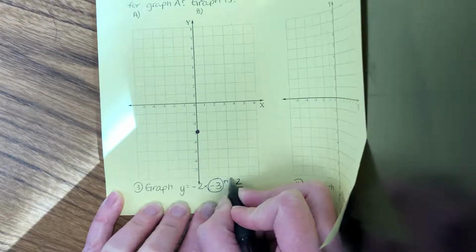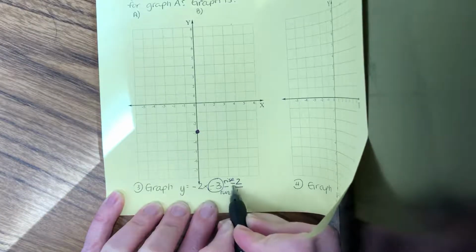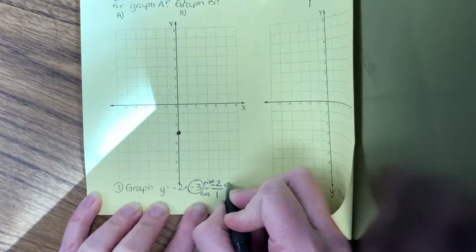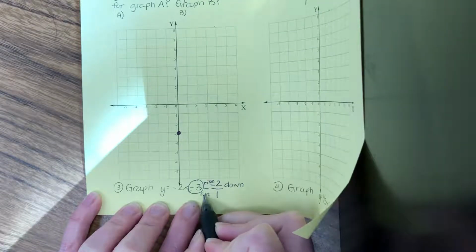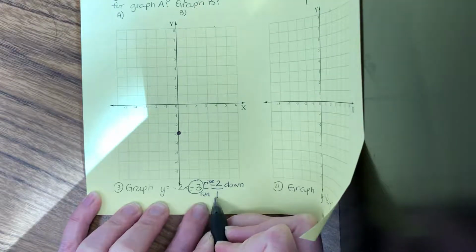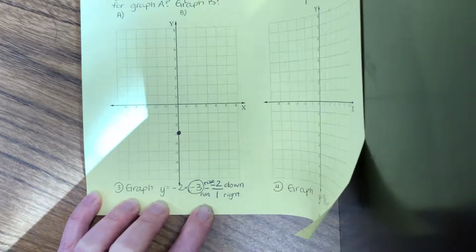So my rise and my run. My rise is a negative 2. That means I need to go down 2. My run is a positive 1. So that means I need to go right 1.